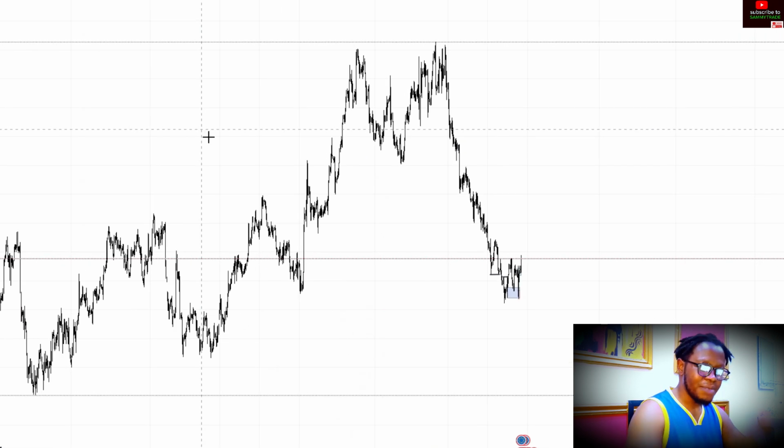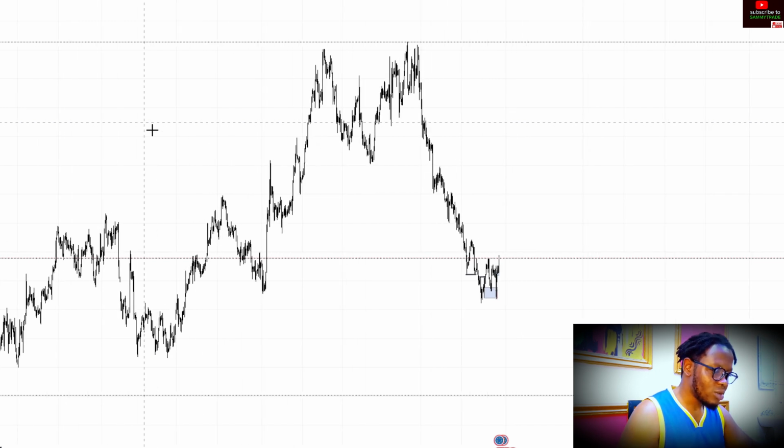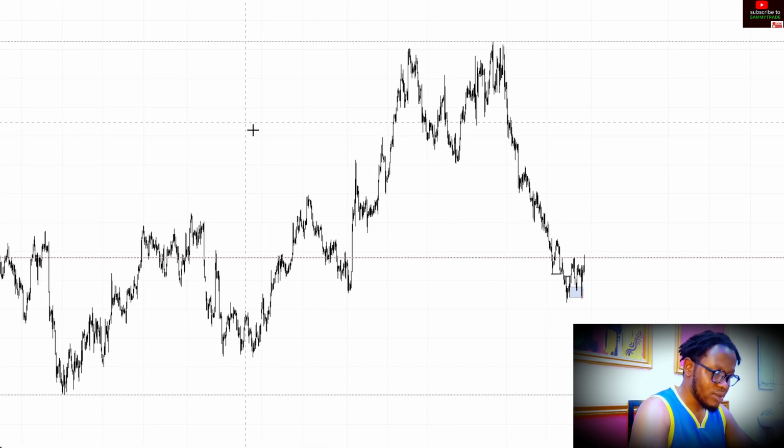Either you are trading to take profit at a demand zone when price is bearish, or when price is bullish, you are trading to take profit at a supply zone. I don't know if you're understanding me. You're trading to take profit at a supply zone. Now the price is bullish, so you are trading to take profit at a demand zone.